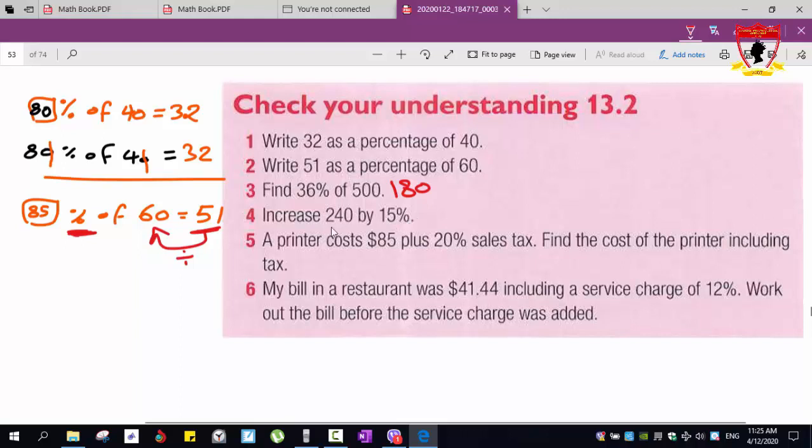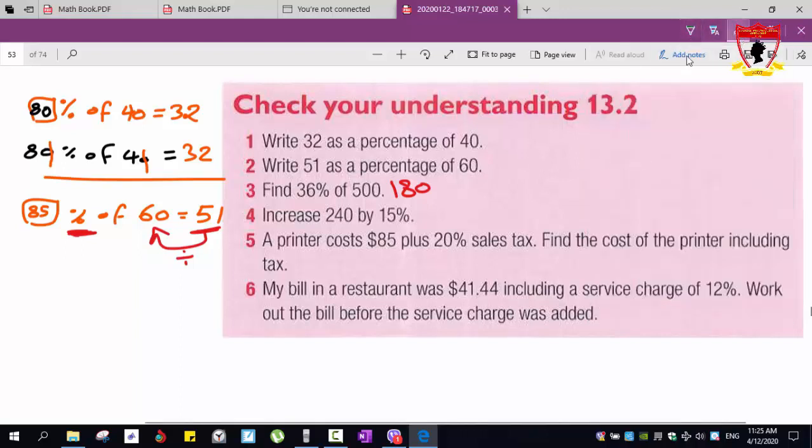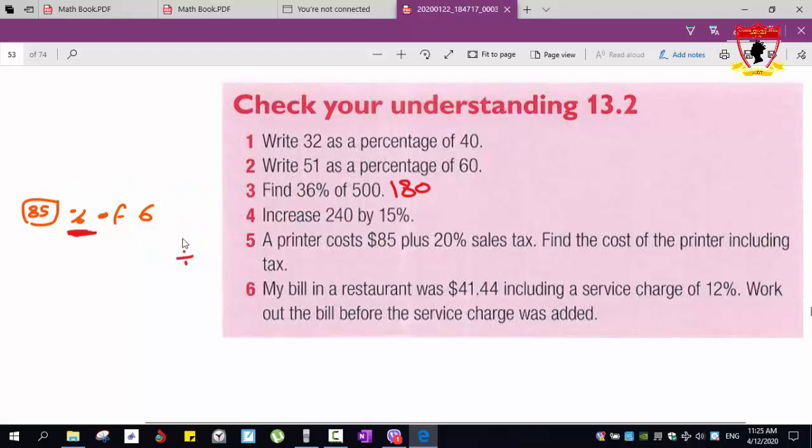Increase 240 by 15%. Oh, this is a percentage increase. Then for such cases, we have to calculate the percentage, 15% of 240. Then the second step, add the result of the percentage to 240 because we want to increase the 240. So the result must be more than 240 in the final answer.